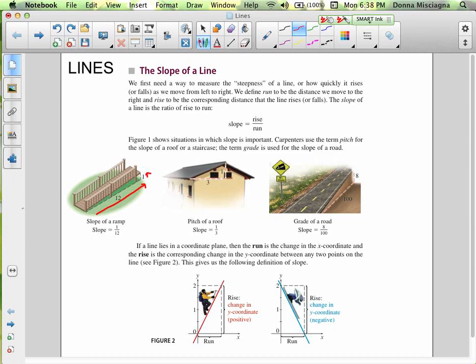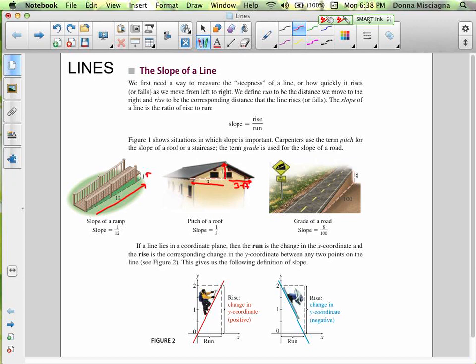A picture of our roof here. The roof rises 1 foot for every 3 feet that it runs. And notice that for a roof, we don't consider it positive or negative slope. We're just looking at the pitch of the roof. I could have also gone this way. And that would also be 3 feet.